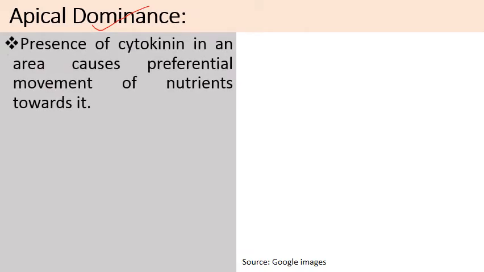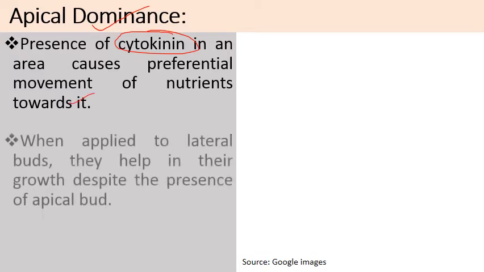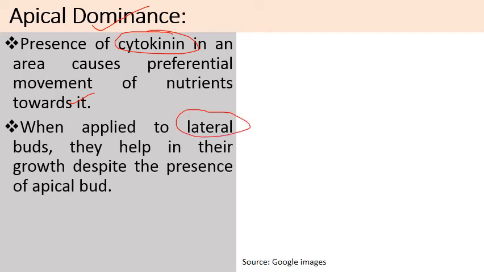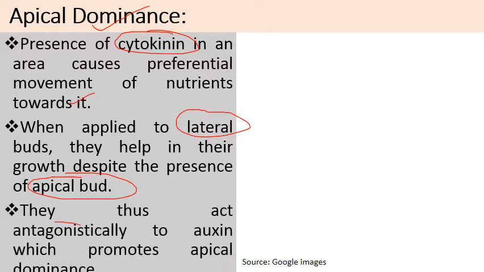Next is apical dominance that we have already discussed in case of auxin. So it counters the effect of auxin. Presence of cytokinin in an area causes preferential movement of nutrients toward it. When it is applied to lateral buds, it helps in their growth despite the presence of apical bud. So we have discussed this already. If we externally apply cytokinin to lateral buds, then even in the presence of apical bud, the lateral buds grow, and that prevents the apical dominance or effect of auxin. So cytokinin acts antagonistically against auxin, which promotes apical dominance.